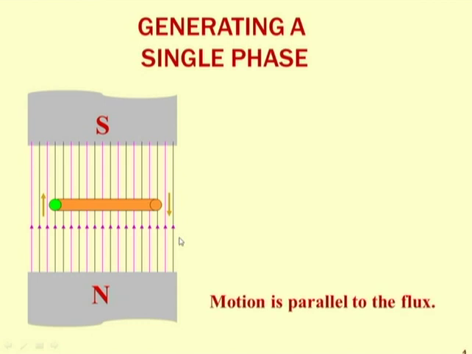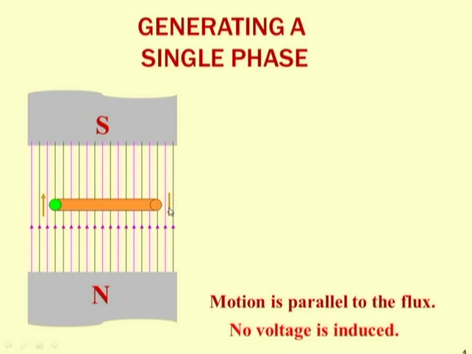Now here, if we are saying that the motion is parallel to the flux, this is the direction of motion of the conductor. See, this is the direction of the flux. So the motion of the conductor is parallel to the flux. If it is parallel to the flux, that means no voltage will be induced, because there is no relative movement. If motion is parallel, then there is no relative movement, and hence no voltage is induced.